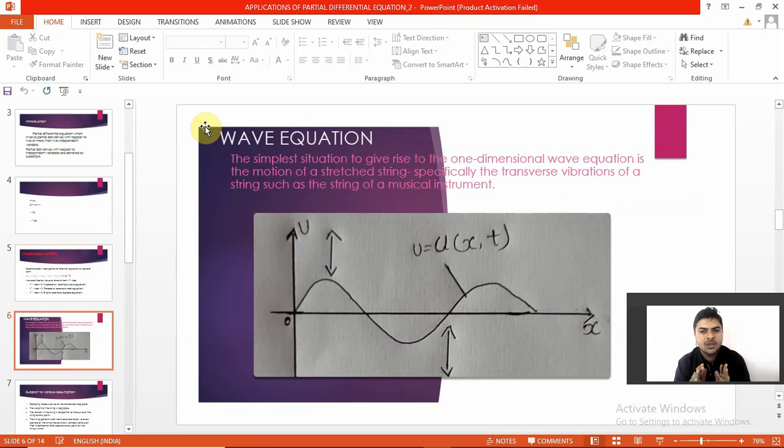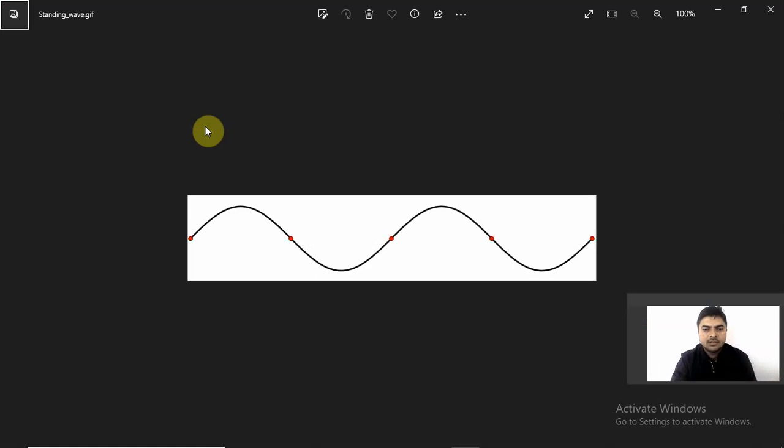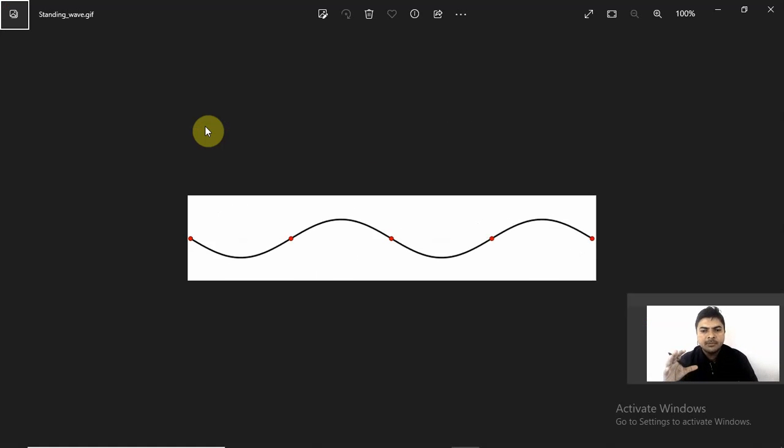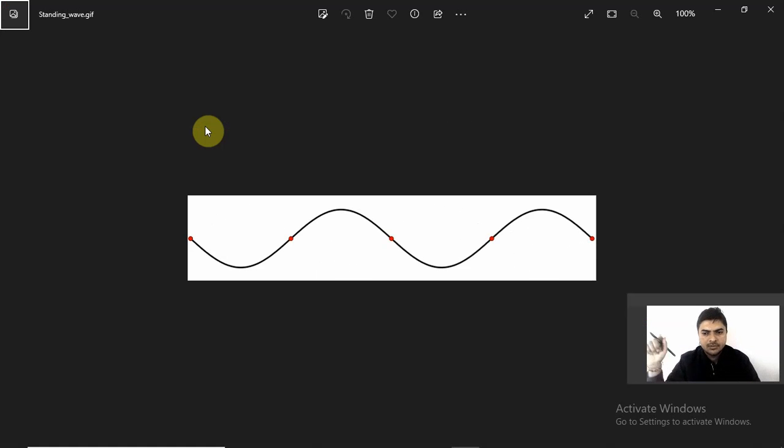The simplest situation to give rise to the one-dimensional wave equation is the motion of a stretched string, specifically the transverse vibration of a string such as the string of a musical instrument. You have just seen musical instruments, where we have strings. You can see this wave equation. Here you can see the x-axis and y-axis drawn. How the wave is going to travel, you should know before starting the class. You should remember how the wave is going to travel from one place to another.